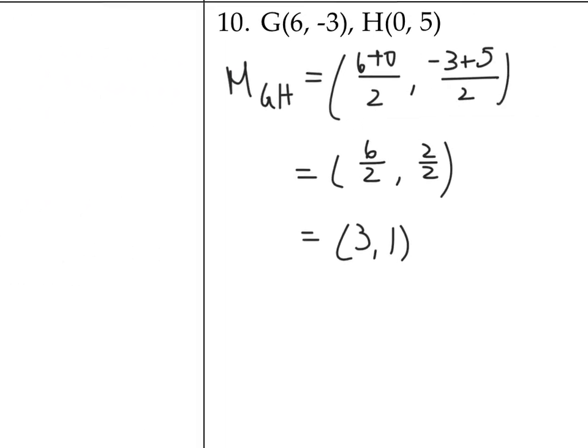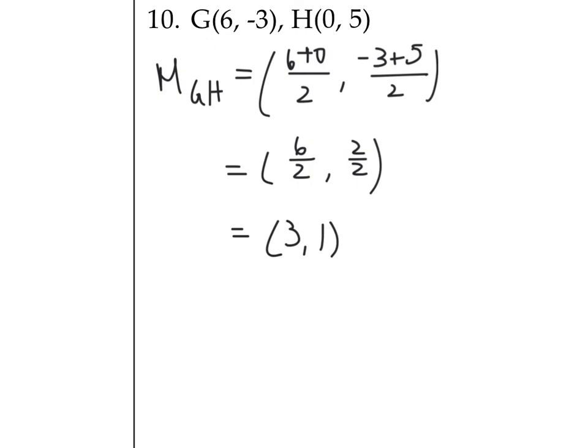Okay, number 10. You should have had 6 plus 0 over 2, negative 3 plus 5 over 2, and your final answer, 3 over 1. If you made a mistake somewhere, it might have been with the negatives. Maybe you mixed and matched the x's and y's, so really be careful with that. Okay, and once more, pause the video, and we'll do the last ones.